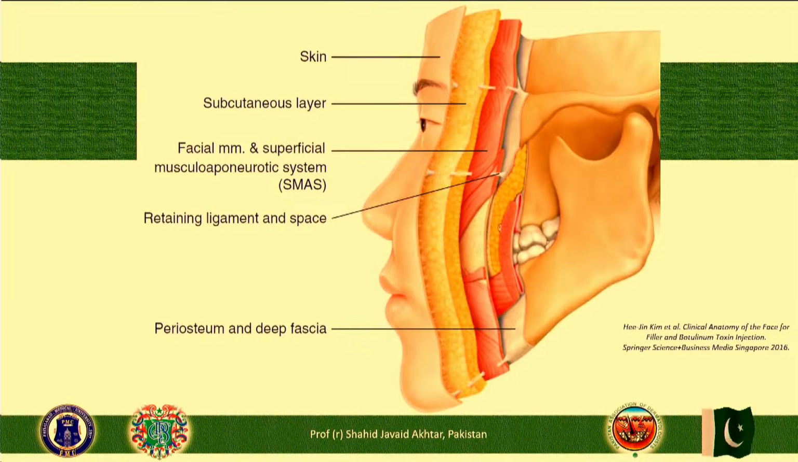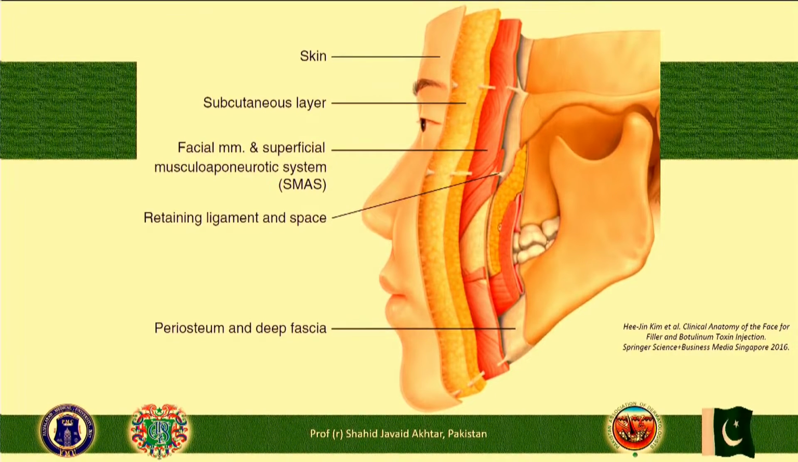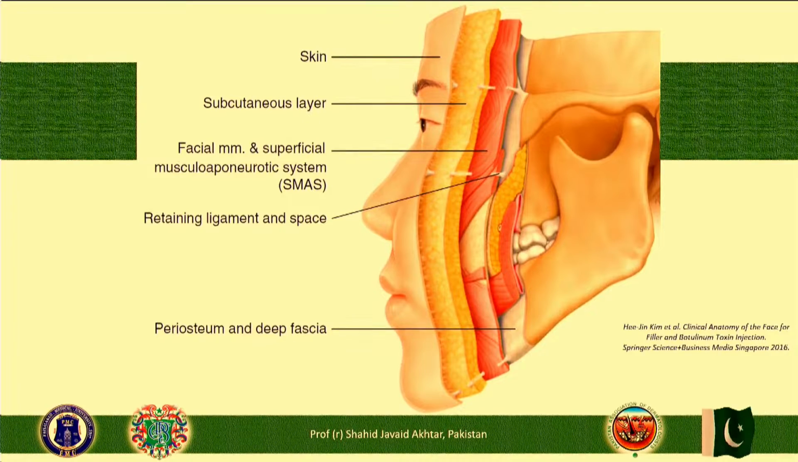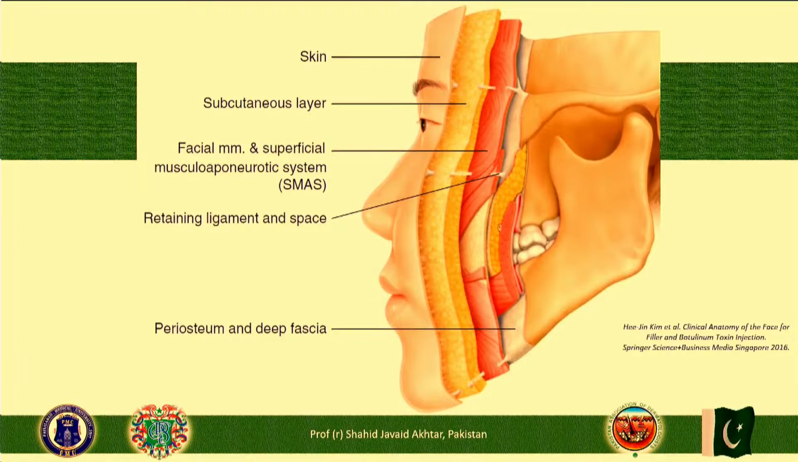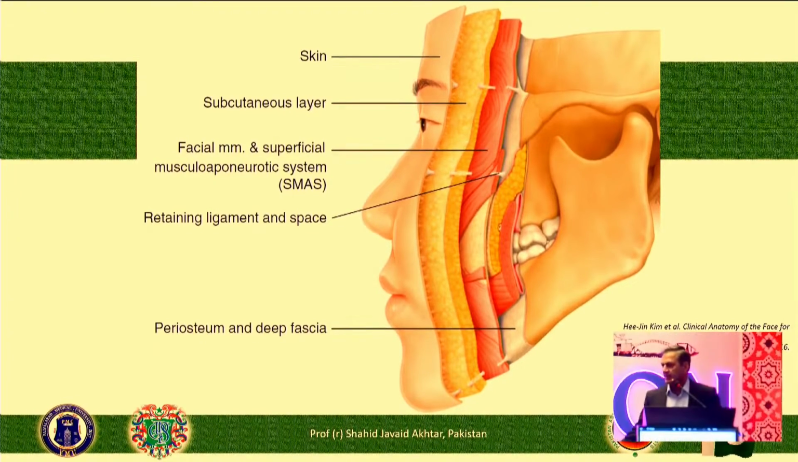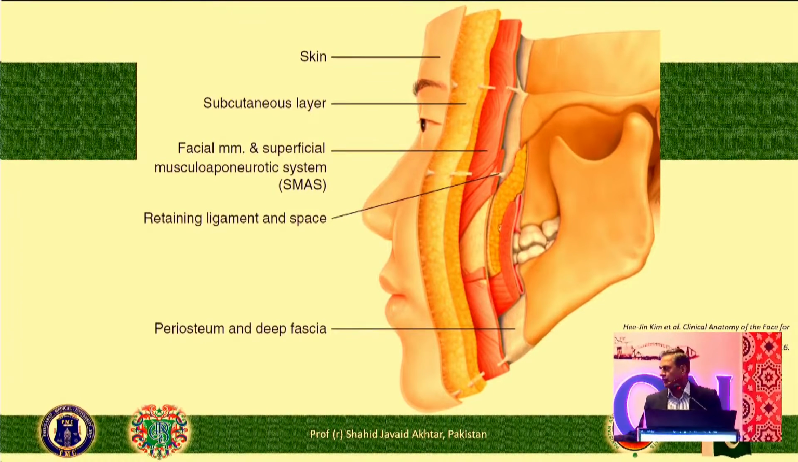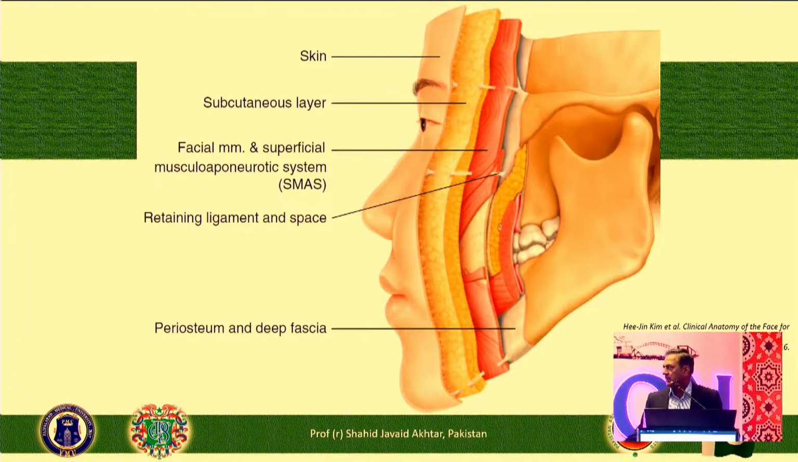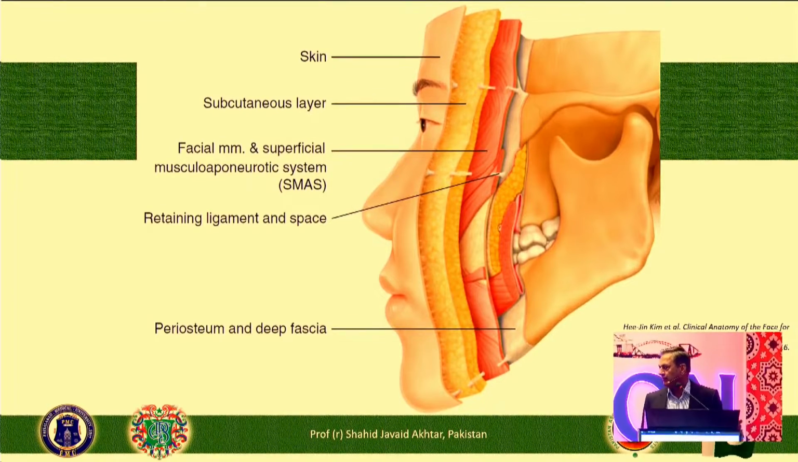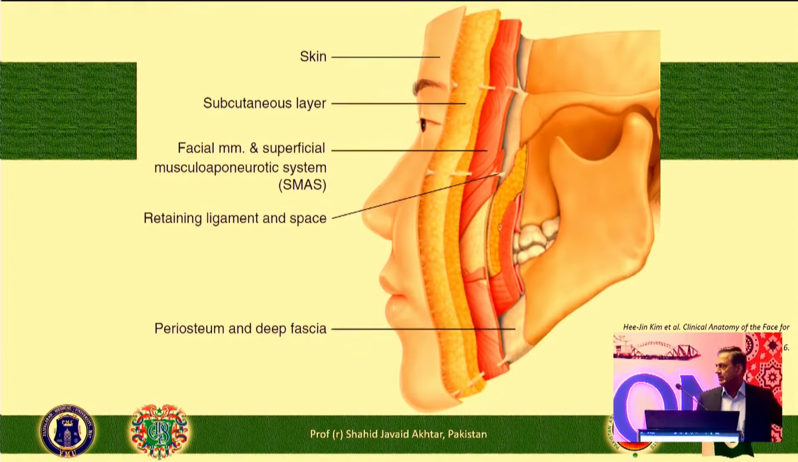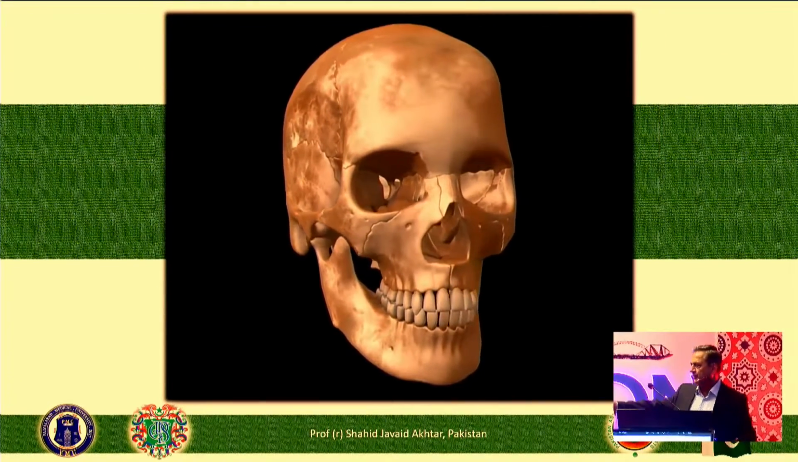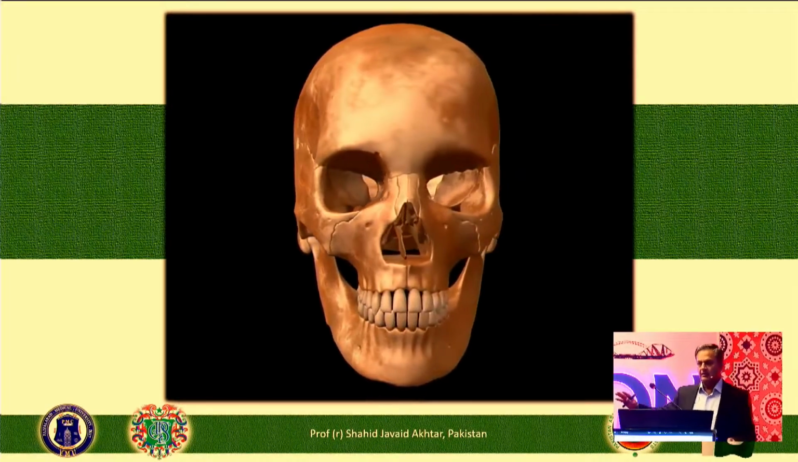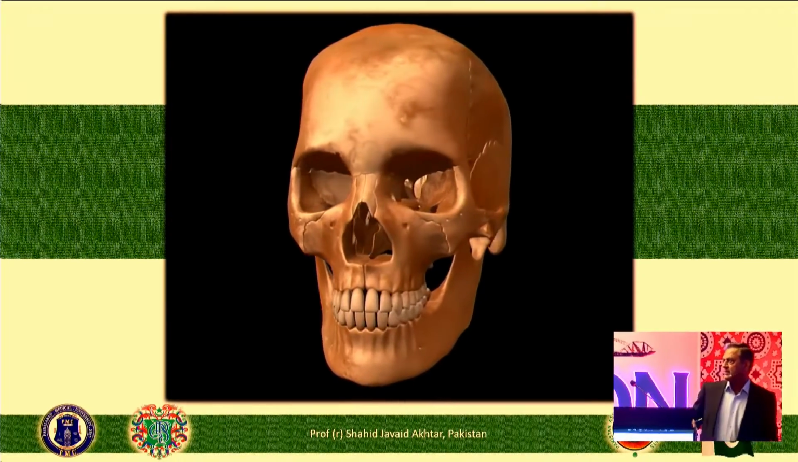And all these layers are mobile to some extent on each other, but they are tightly united by fibrous bands, which we call ligaments. They are true ligaments which are attached on the deeper side to the bone, and on the superficial side they intermingle with the reticular dermis. These fibrous bands keep the various layers together, but at the same time allow a certain degree of movement. This is the framework over which all the 5 layers of the skin lie.